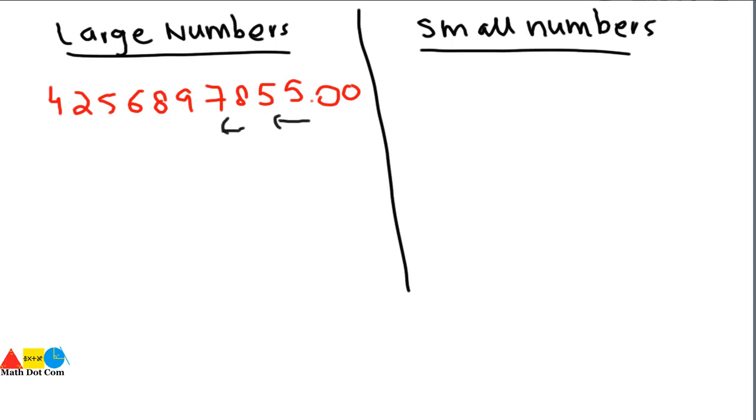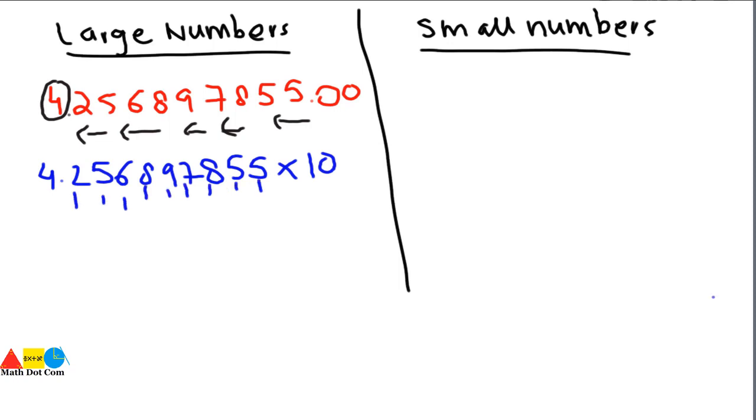As we are moving, one non-zero digit is left, so we came here. Now how can we represent this number in scientific notation? We write how many digits we have moved. We have moved 9 digits, so it will be 10 raised to power 9. But keep in mind, we can't drop these digits as we have already seen. If these digits were 0, then we could drop them. Here we cannot drop them, we can round off. So this is one example of a large number.